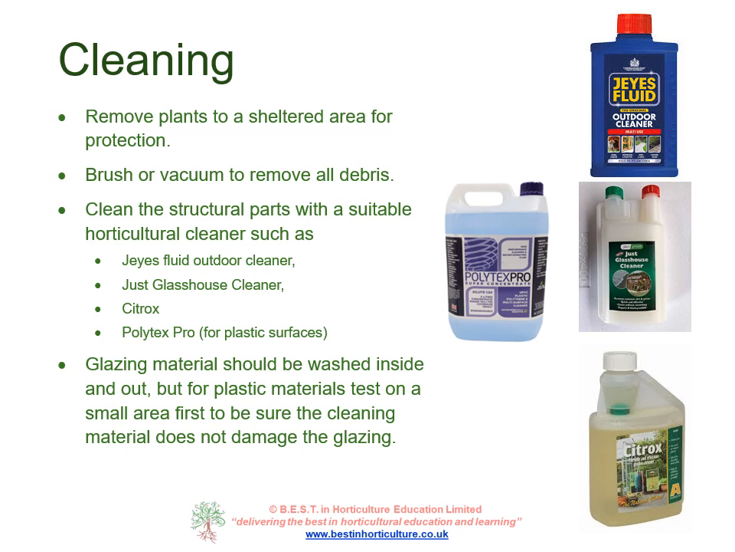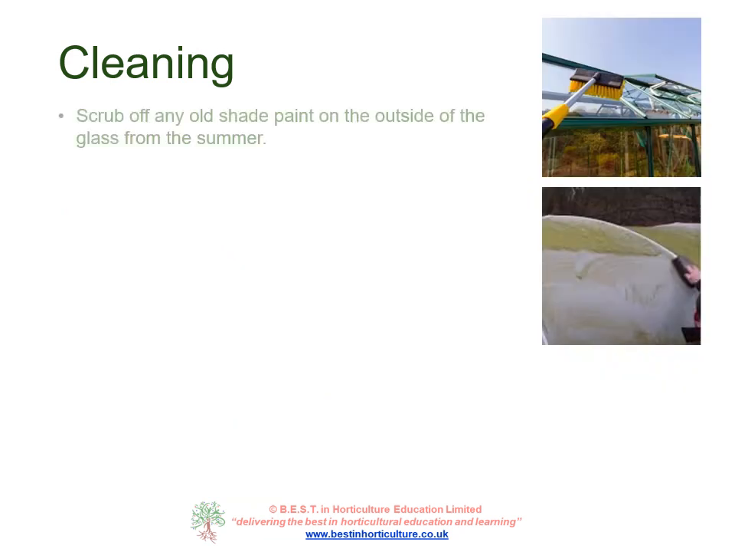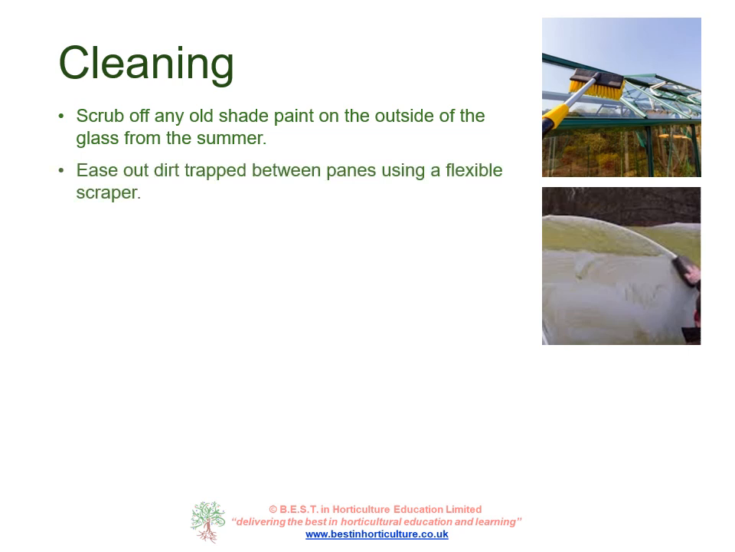The glazing material should also be washed inside and out, but for plastic materials, test on a small area first to be sure the cleaning material doesn't damage the glazing. Scrub off any old shade paint on the outside of the glass if this has been used for shading in the summer. And ease out dirt trapped between panes using a flexible scraper.